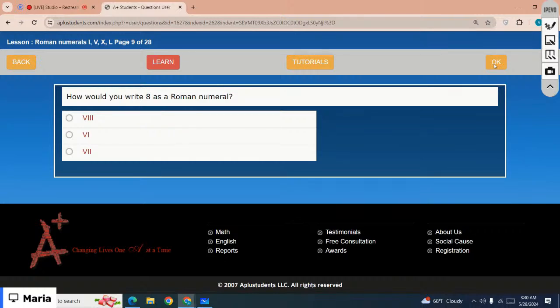How would you write 8 as a Roman numeral? Which is the correct option? Yes, option 1 is the correct option. Okay, you can complete the lesson by yourself later today.